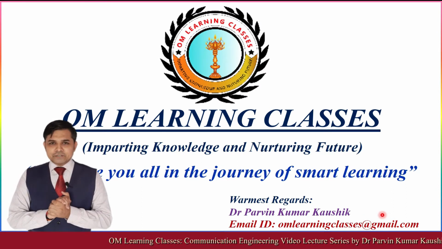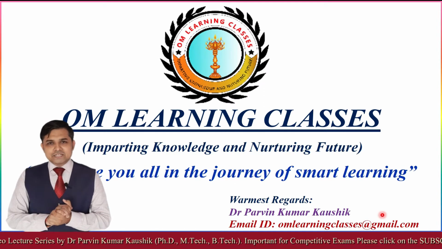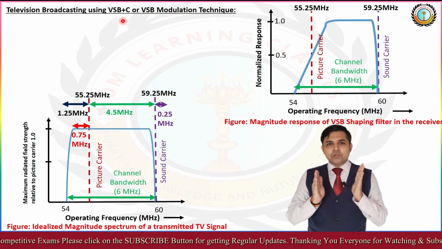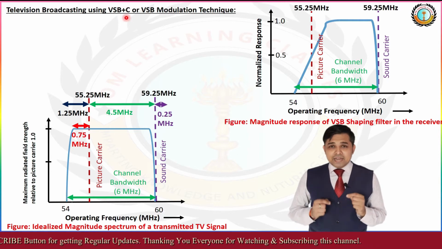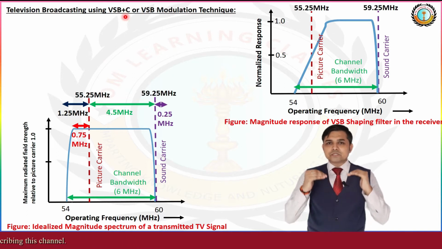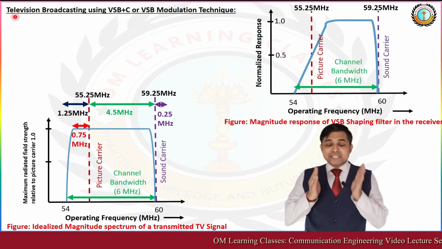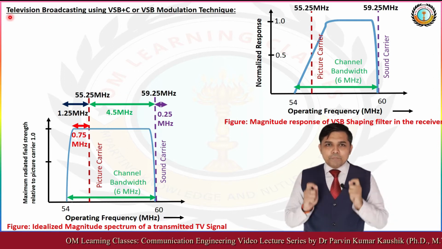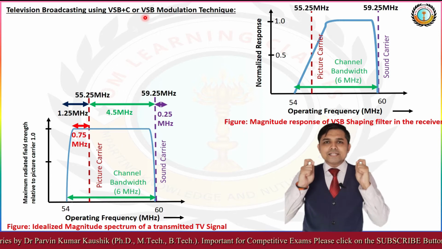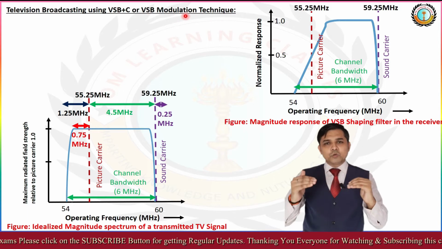As per our previous lecture, we have the important outcome of receiver design and the modulation technique VSB with carrier, or vestigial sideband with large carrier. This gives the important application scenario, and this modulation technique is utilized in commercial TV broadcasting. So this lecture discusses television broadcasting using vestigial sideband with large carrier modulation technique, which by default is known as VSB modulation technique.